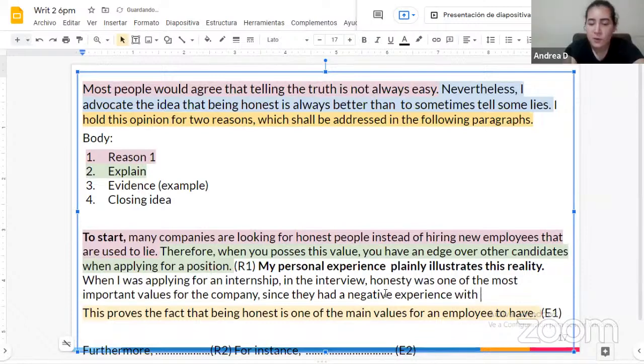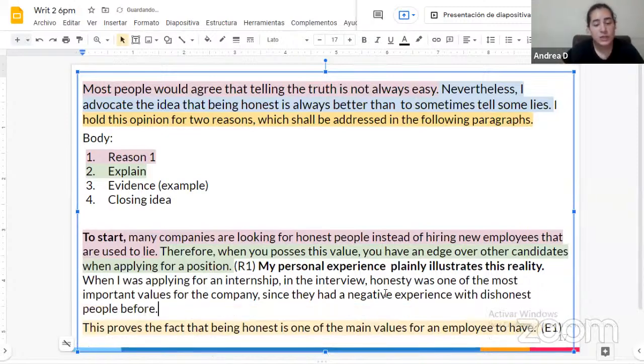Exactly. Okay, let's just say something simple. They had a negative experience with dishonest people before. So what I want to say here, for example, when you're doing this, you can use this advantage to use, let's say, what is this called? The past perfect, right? Since they had previously had, or they had had a negative experience with dishonest people before, because I'm talking about something that happened before a specific point in the past, right? So I'm trying to combine content and grammar, but that's a great idea. So yes, I'm explaining why it was important for the company to have honest people in their team.